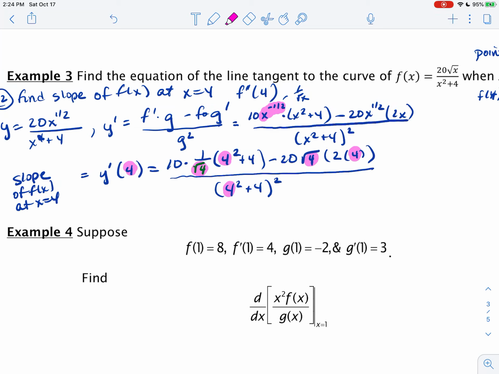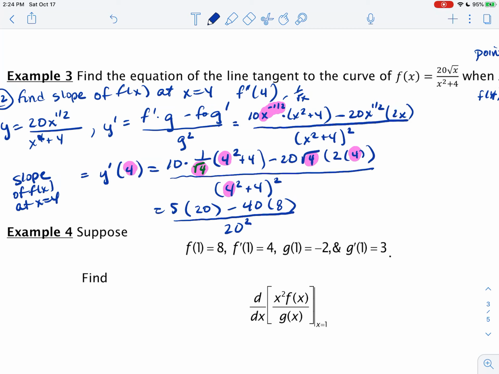Now I get to simplify. 10 divided by 2 is going to give me 5. And we've got 4 squared plus 4 is going to give me 20. Minus 20 times 2 is going to give me 40. And we've got times 8 here. And that's going to be all over 20 squared.